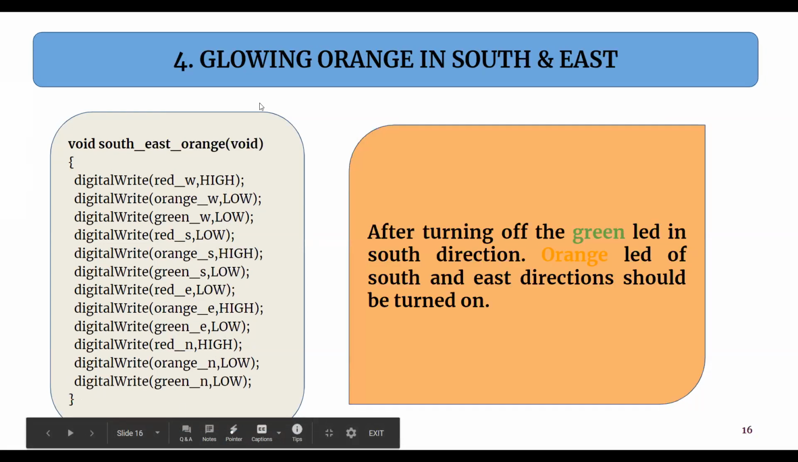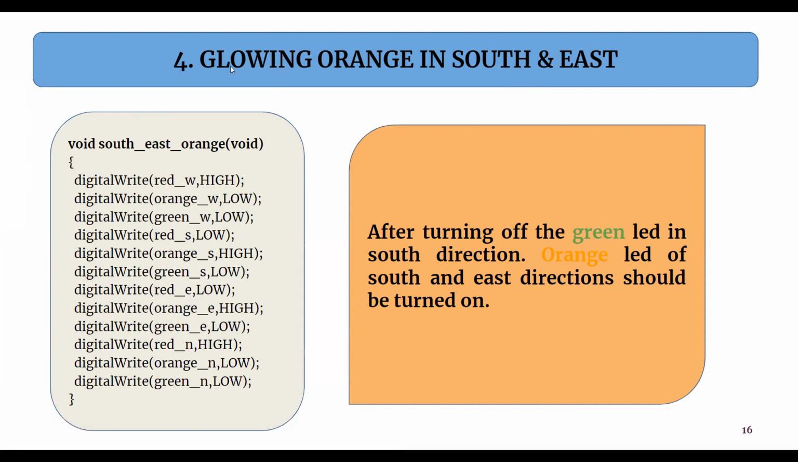1 second. After that, after turning off the green LED in south direction, the orange LED of the south and east direction should be glowing. So for that we have given the orange bulb in the south direction as high and the orange bulb in east direction as high. They will be glowing for 3 seconds, and the red bulb in west and red bulb in north will be glowing and other bulbs will be turned off.